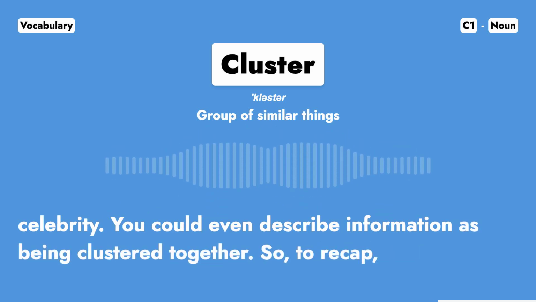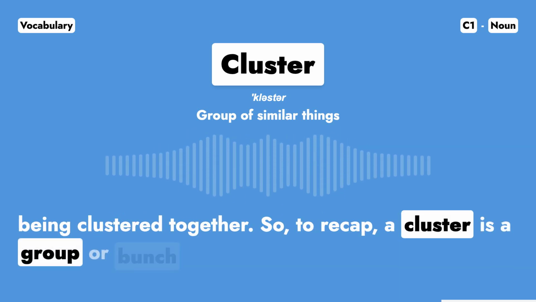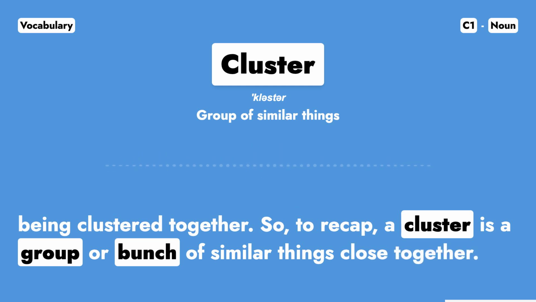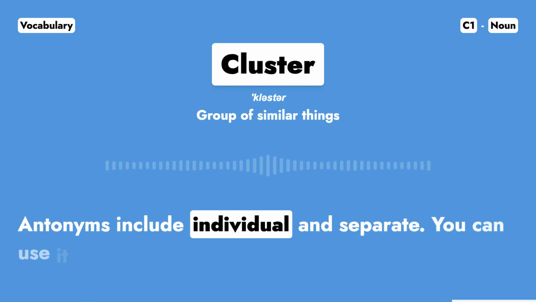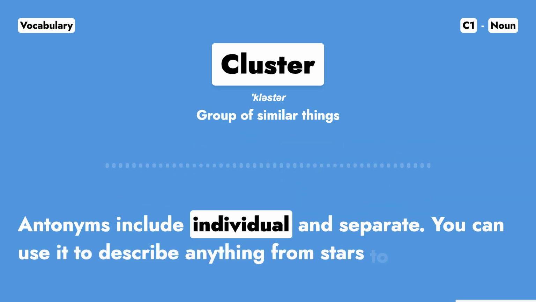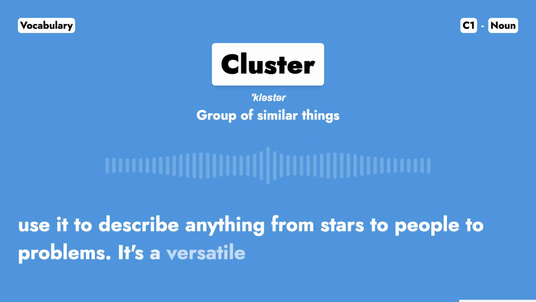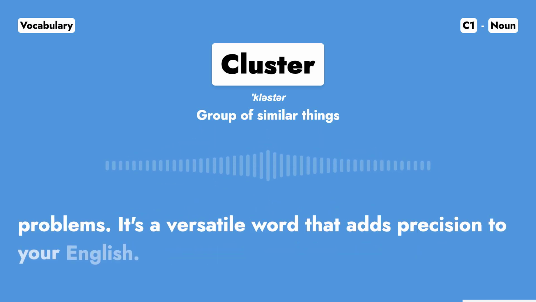So, to recap, a cluster is a group or bunch of similar things close together. Antonyms include individual and separate. You can use it to describe anything from stars to people to problems. It's a versatile word that adds precision to your English.